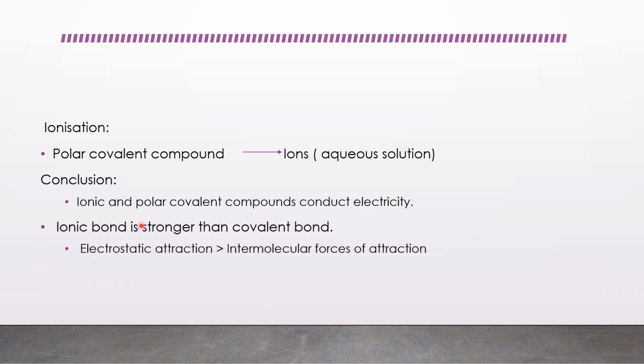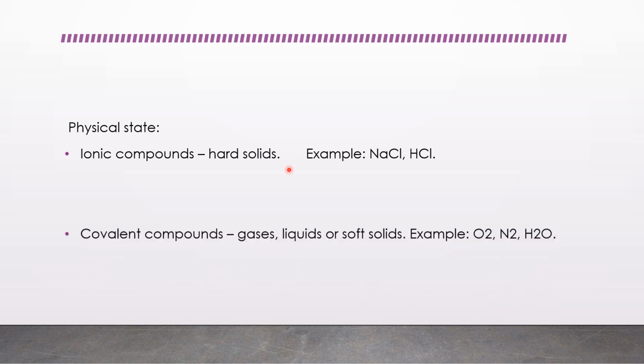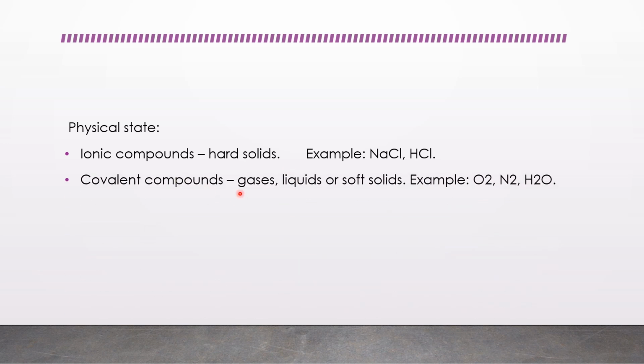And then, ionic bond is stronger than covalent bond. As we all know, the force of attraction in ionic bond is electrostatic, and in covalent it is intermolecular force of attraction. And then physical state. Ionic compounds are hard solids, for example NaCl, salt. Covalent compounds are gases, liquids, or soft solids. Examples are oxygen, nitrogen, water, etc.